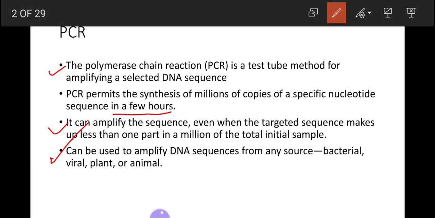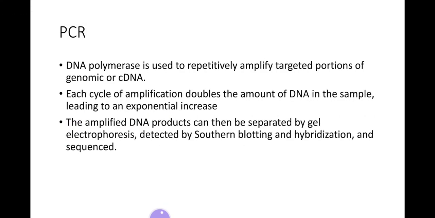It can be used to amplify sequences from any DNA source, like bacteria, viruses, plants, animals. The procedure, the principle of its work, is similar for all the DNA sources. DNA polymerase is used to repetitively amplify target portions of the genomic or cDNA. Each cycle of amplification doubles the amount of DNA in the sample, leading to an exponential increase.